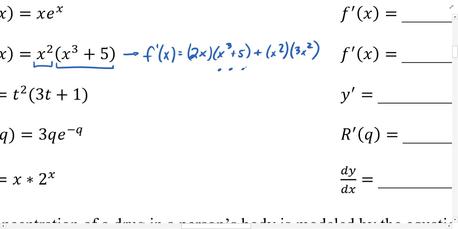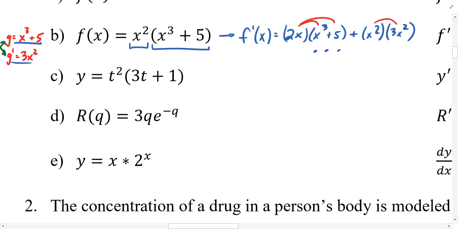And then from here I would simplify. On the test next week, I won't ask you to simplify, just so that we can save a little bit of time, but since this is homework and you're working on it for an extended amount of time, I would ask you to simplify. And so, distribute this 2x into this group, multiply these two terms together, and then combine any like terms that you encounter in that process.